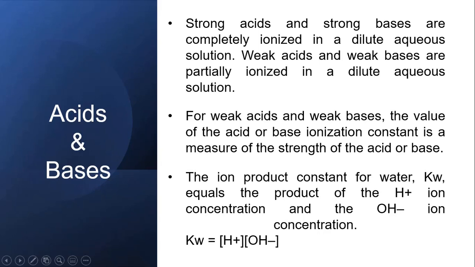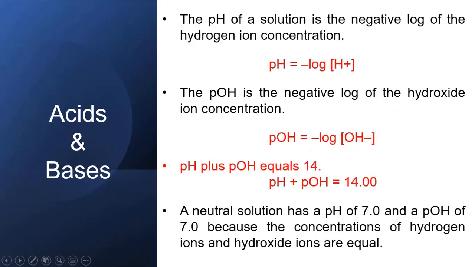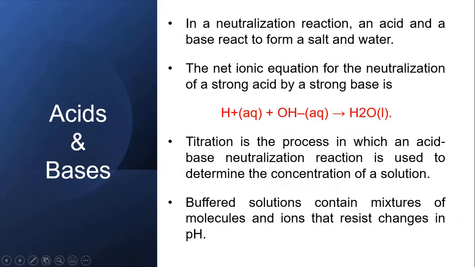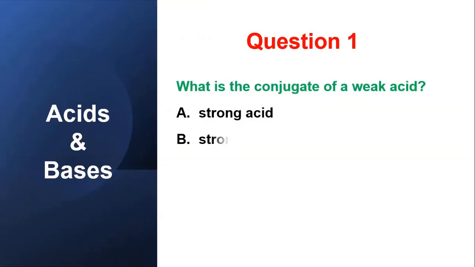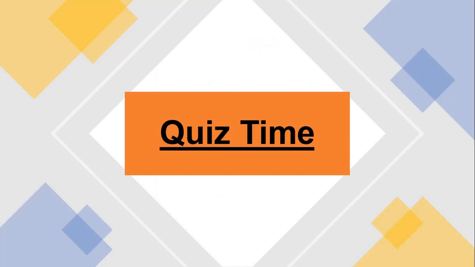You have a lot of concepts here that we covered, like Kw equals H positive times OH negative, which is the ion product constant. It's going to be 10 to the power negative 14 for water. And pH of water equals 7 because the concentration of H positive is 10 to the power negative 7. pH equals negative log of H positive. pOH equals negative log of concentration of OH negative. pH plus pOH equals 14. We already studied all that. And you have now quiz time.